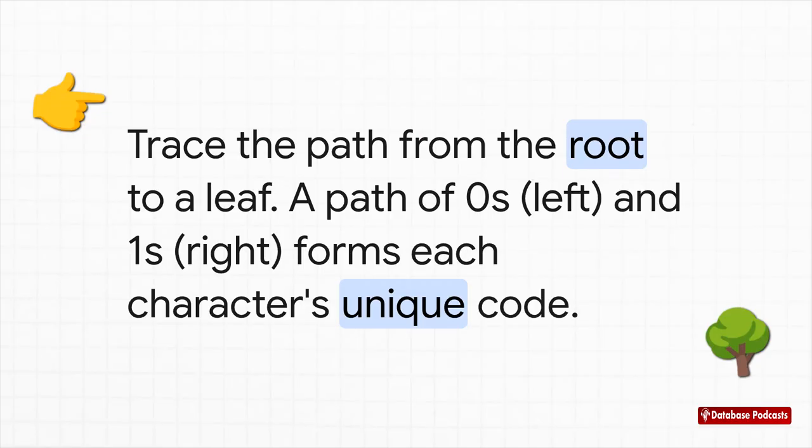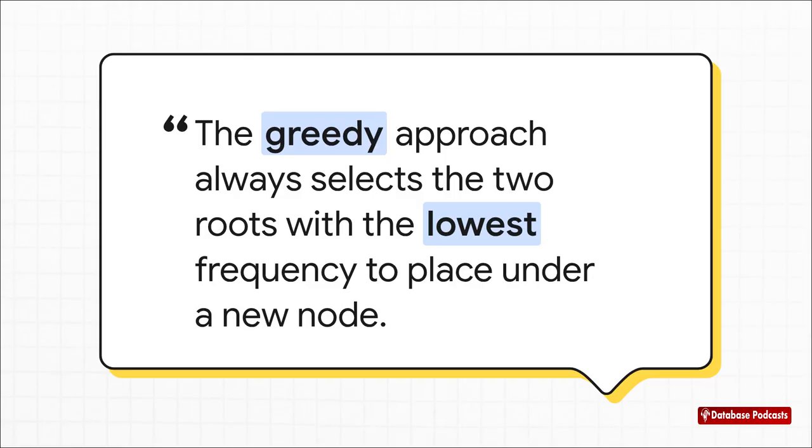To get the code for any character, you just trace the path from the root. So a left turn is a 0, a right turn is a 1. For example, the path to G is right, then left, then right again. So its code is 101. It's that simple. By repeatedly making this simple, greedy choice, Huffman's algorithm guarantees an optimal prefix-free code. It just pushes the least common characters deeper and deeper into the tree, which naturally gives them longer codes.